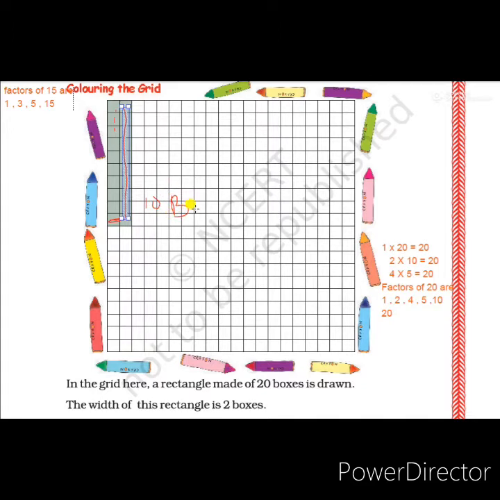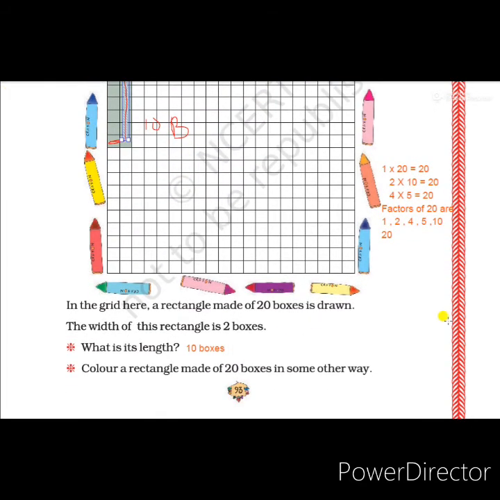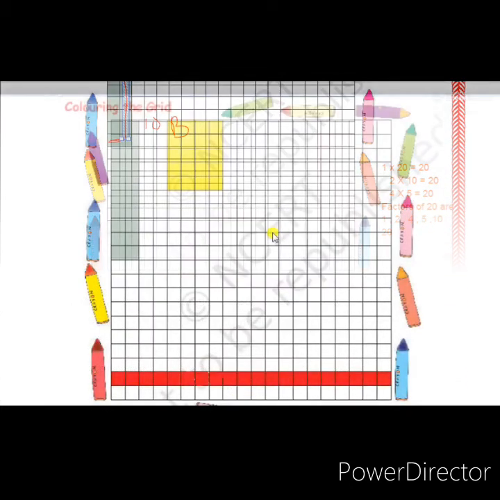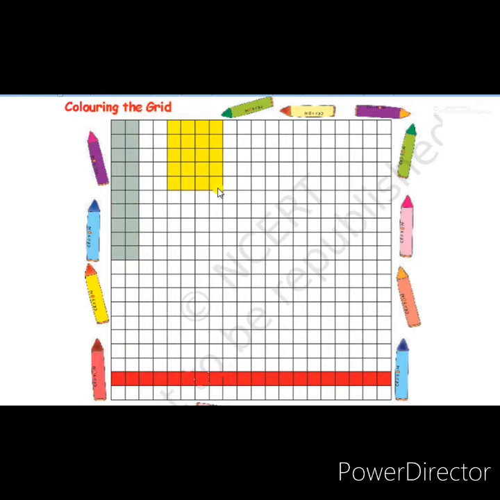Now here we have been asked to color a rectangle made of 20 boxes in some other way. Like how we made the groups of 12 and 15, here we have to color 20 boxes in different rectangle arrangements. Here one type they have given in grey color. We have to make other types of arrangements. I will show you in this grid. See how we can make the other two types of rectangles. These are the other ways we can make rectangles using 20 boxes.